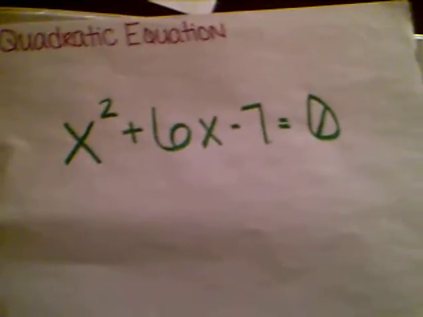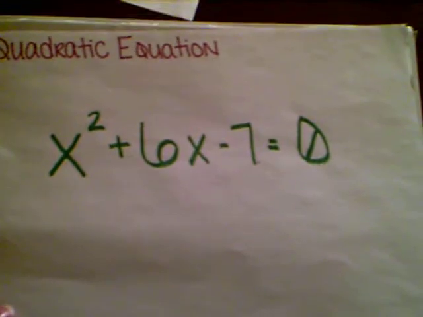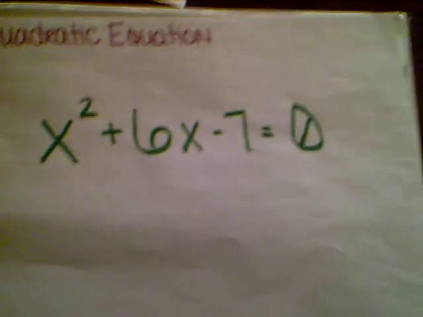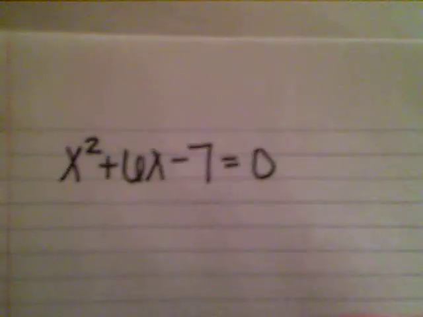Our first equation is x squared plus 6x minus 7 equals 0. I am now going to demonstrate to you how to complete the square of this equation. Because the equation is already set to 0, you do not have to manipulate any numbers.